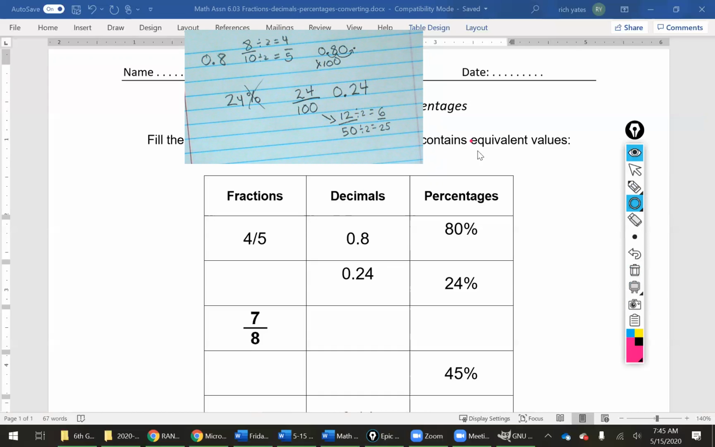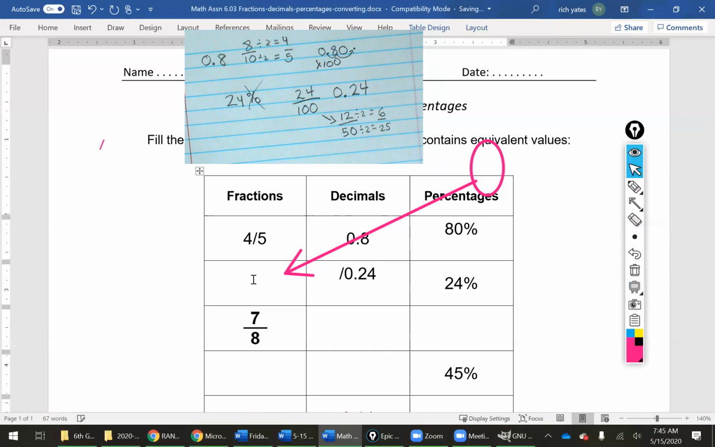So I'm going to take that 6 over 25 that I simplified down from 24 over 100, and now I'm going to place it inside my next place for the fraction. So 24% is 24 hundredths. It can also be 6 over 25. Oops, forgot to put it into my box here. Good.